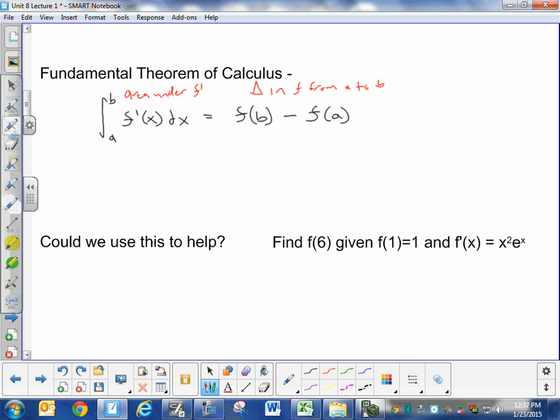Well, could we use that fundamental theorem of calculus to help us solve that previous example that we couldn't because we couldn't find the antiderivative of x squared e to the x? How? Who can tell me what I should do? A and b value. What would the a and b value be? 6 and 1. Yep, that would be right, but how's that help me? I got to find f of 6.